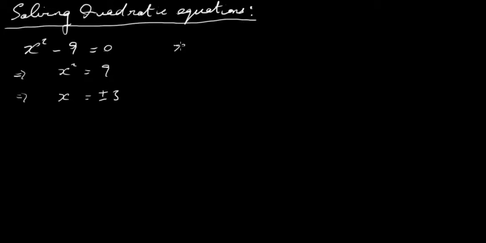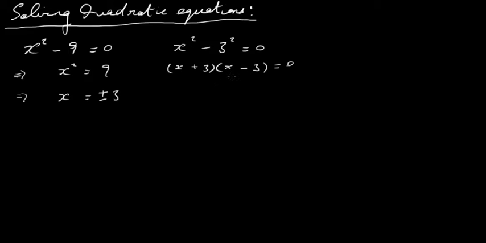Another way of doing that is to, if you look at it, you can see that this will give you x squared minus 3 squared is equal to 0. 3 squared here is just 9. This is actually the difference of two squares. So we can factorize this by using the rule that you take the first term, add the second term, take the first term, subtract the second term.